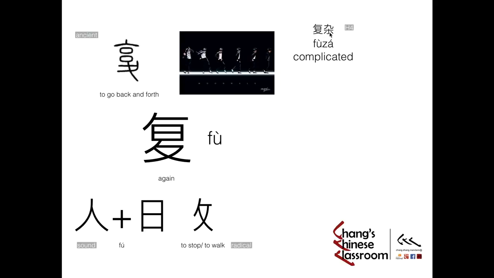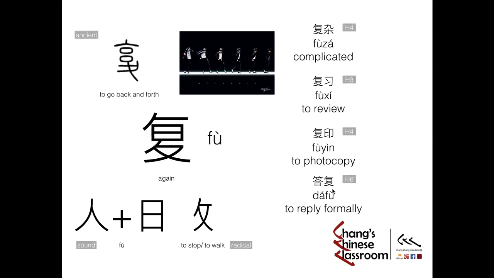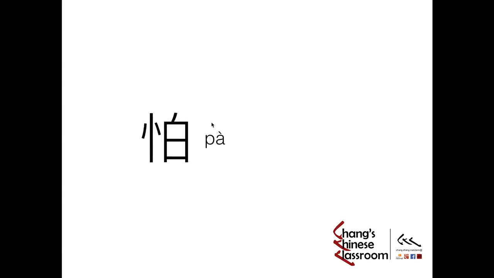And this one, 复杂, both of them mean complicated, 杂 actually means chaos. So altogether, 复杂 means complicated. And 复习, to repeatedly practice something, that means to review. And 复印 actually here means to print. So this is the photocopy or photo print. And 答复, okay, it means to reply formally.